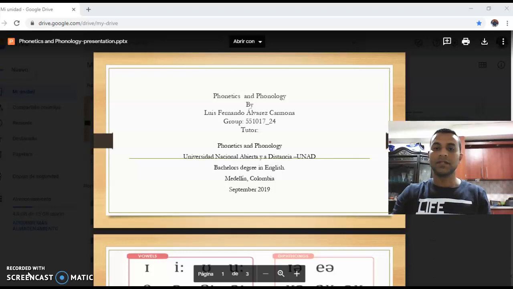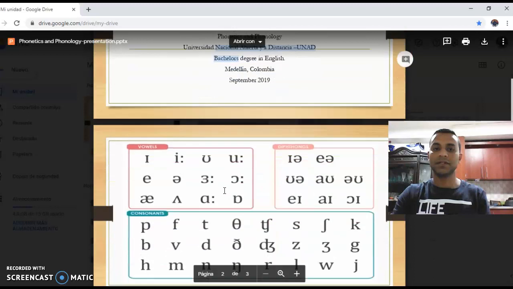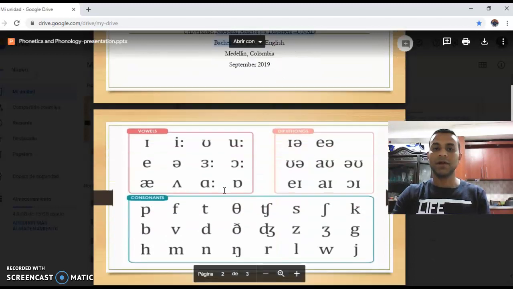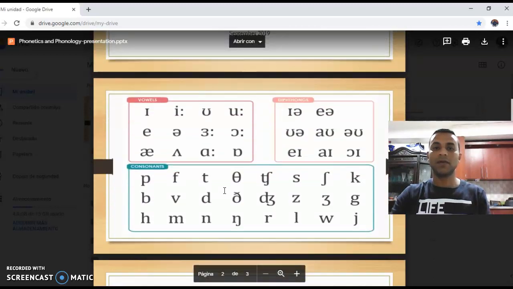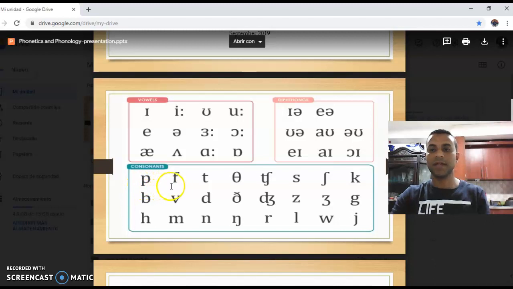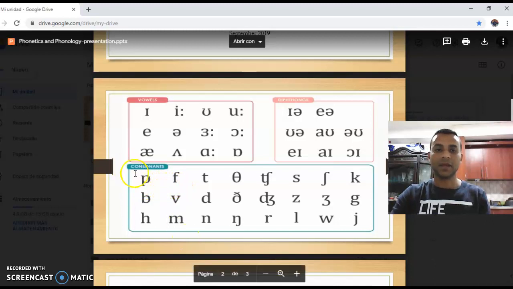So to get started, the International Phonetic Alphabet is made up of three different parts: the vowels, the diphthongs, and the consonants. I really want to try to make the sound of each phonetic symbol, so to be familiar with the sound. So let's get started.